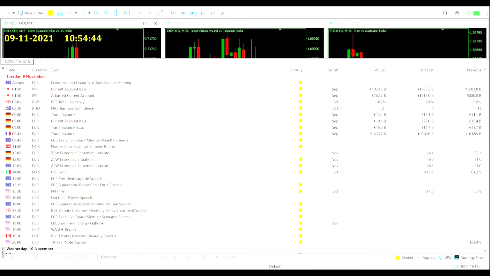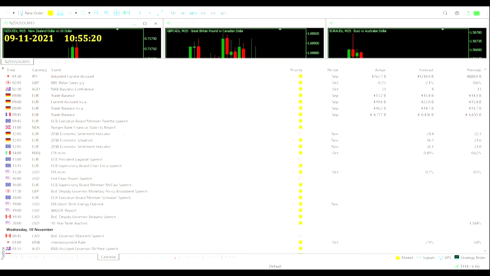Shouldn't see any impact and shouldn't be any cause for concern. Had the French trade balance as well, also on the Eurozone. This one's a negative as forecast, slightly worse than expected though, at negative 6.777 billion. The forecast was negative 6.436. And that's what we've had so far.